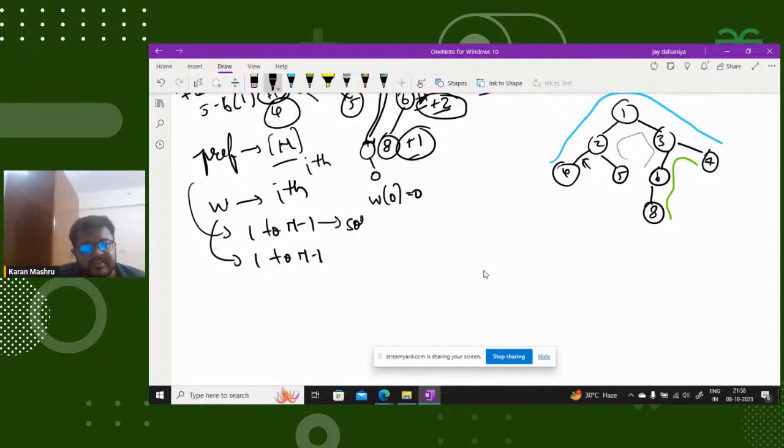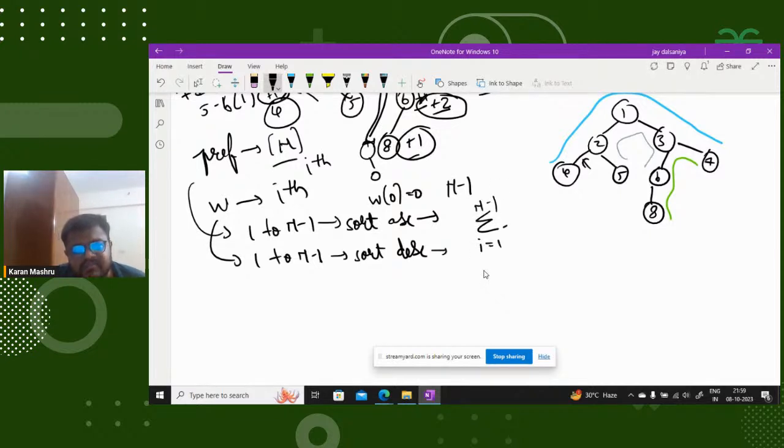I can sort the prefix array in ascending order. I can sort the weight array in descending order. So this will give me the details about the n minus 1 edges, how many times a particular edge is repeating in ascending order. This will give me the weights of n minus 1 edges in descending order. Then I can do the summation for i equals 1 to n minus 1 of prefix of i multiplied by weight of i, because I can assign any weight to any edge.